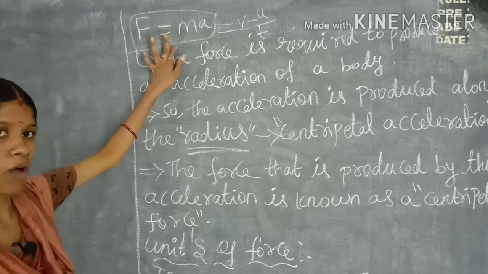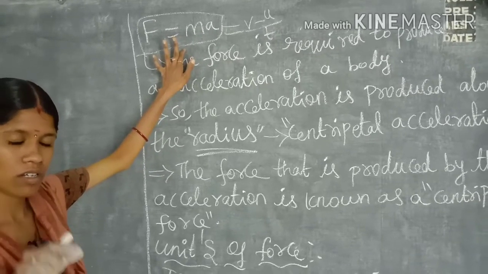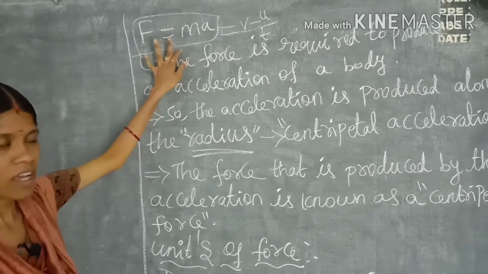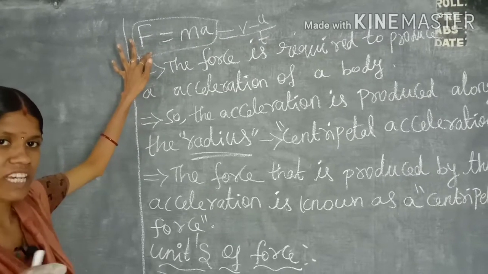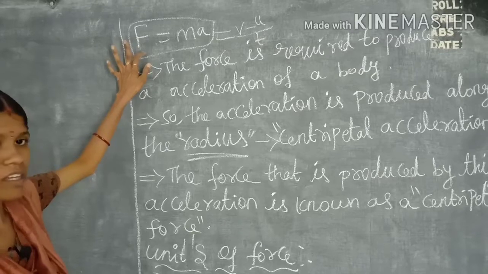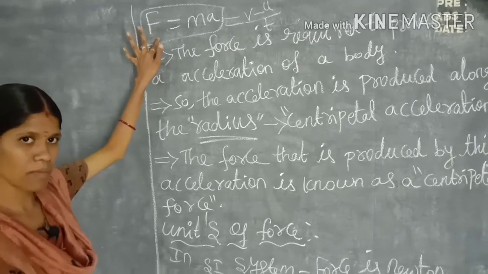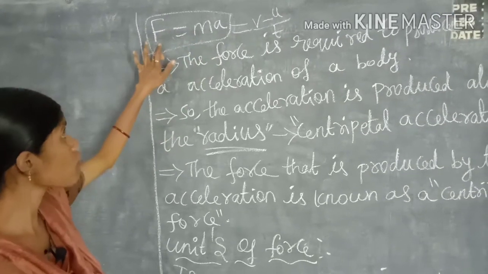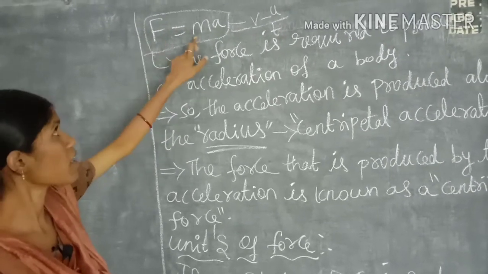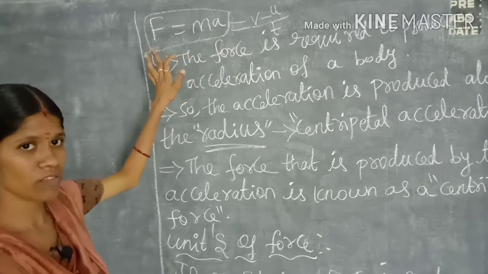For a derivation, in terms of definitions we have to tell the story, but for a derivation you have to write the formula. So the derivation of Newton's second law is F is equal to m into a, where F is the force acting on a body, m is the mass of the moving body, and a is the acceleration of the moving body.